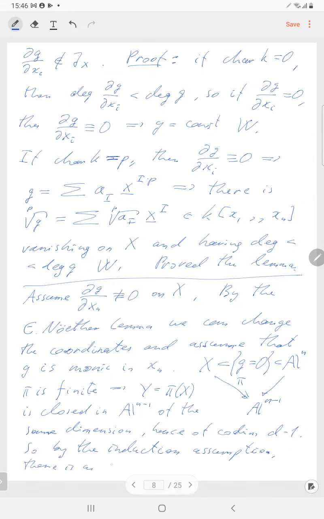There is an open and non-empty subvariety in Y consisting of smooth points.